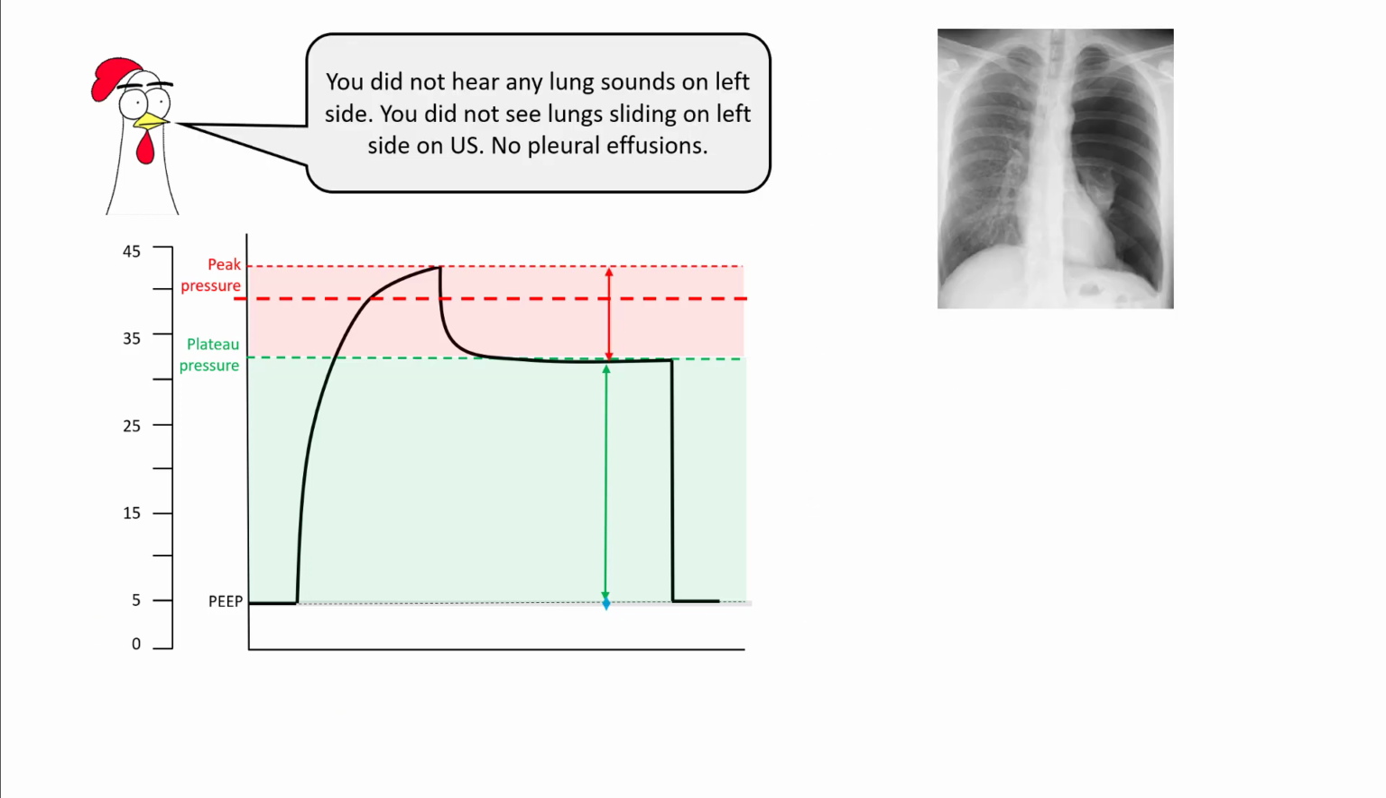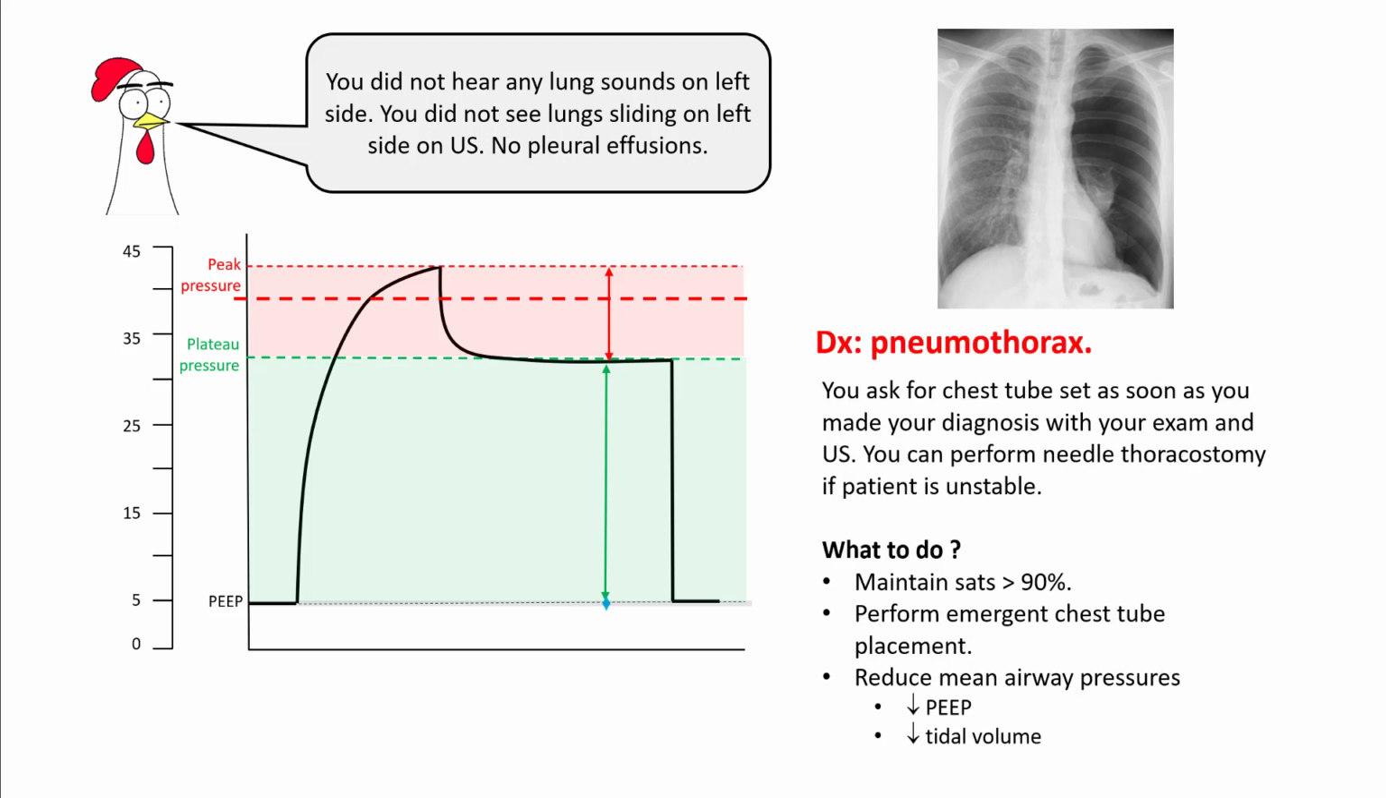On exam, you did not hear any lung sounds on the left side, and you did not see the lung sliding sign on the left side as well. There were no pleural effusions, so most likely you are dealing with left side pneumothorax, and chest X-ray confirms it. So what you do is you ask for a chest tube set as soon as you make the diagnosis with your exam and ultrasound. You don't have to wait for the X-ray for confirmation.